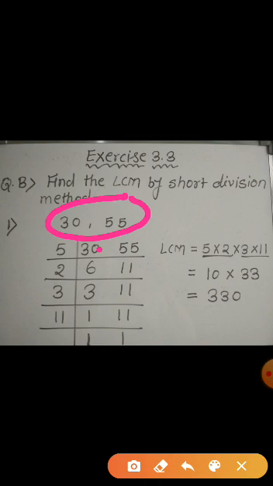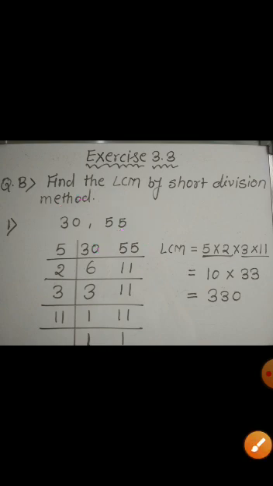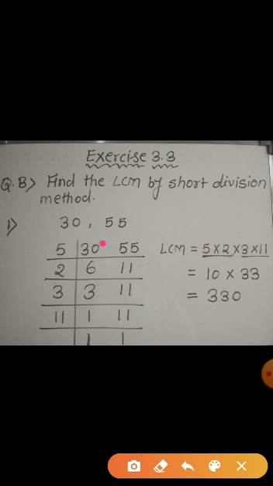So I am going to divide 30 and 55 by their common prime factors. Now see here, the number 30 is divisible by 2 and 2 is a prime factor, but 55 is not divisible by 2, right? Similarly, 30 is divisible by 3 as well, but again 55 is not divisible by 3. So we have to choose that prime factor which is common to 30 and 55, which can divide both 30 and 55. So can you identify?